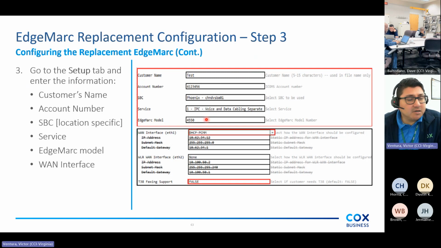The model of the edge mark is just the model, 2900, 2900 PoE. We want to select the correct model because if we build a config for a different model than the one we're trying to use, when we upload the config file, it will reject it.